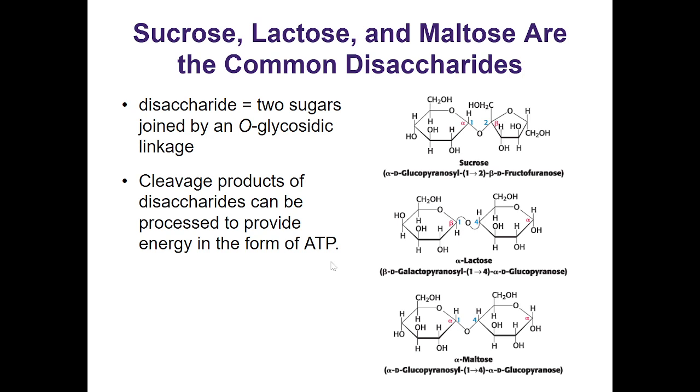So sucrose, lactose, and maltose, these are going to be common disaccharides. Disaccharides, di meaning 2, right? And so these are 2 monomers of the saccharides. These are going to have 2 sugars. These are going to be joined by an O-glycosidic linkage, and here we see some examples. The cleavage products of the disaccharides can be processed to provide energy in the form of ATP.